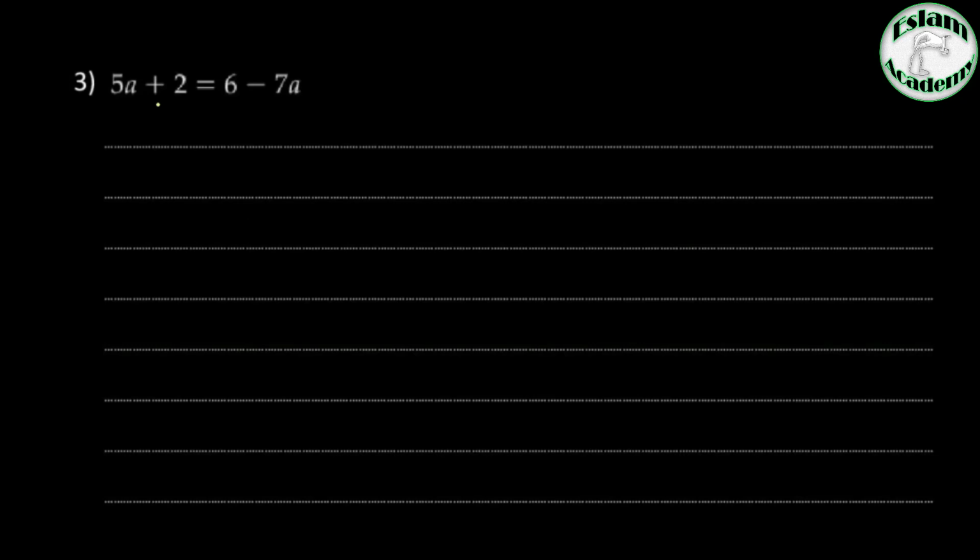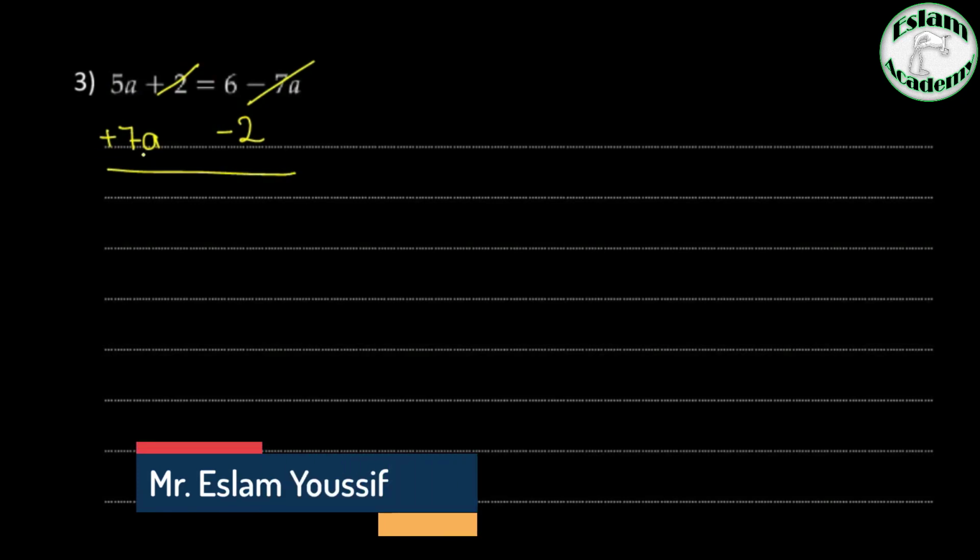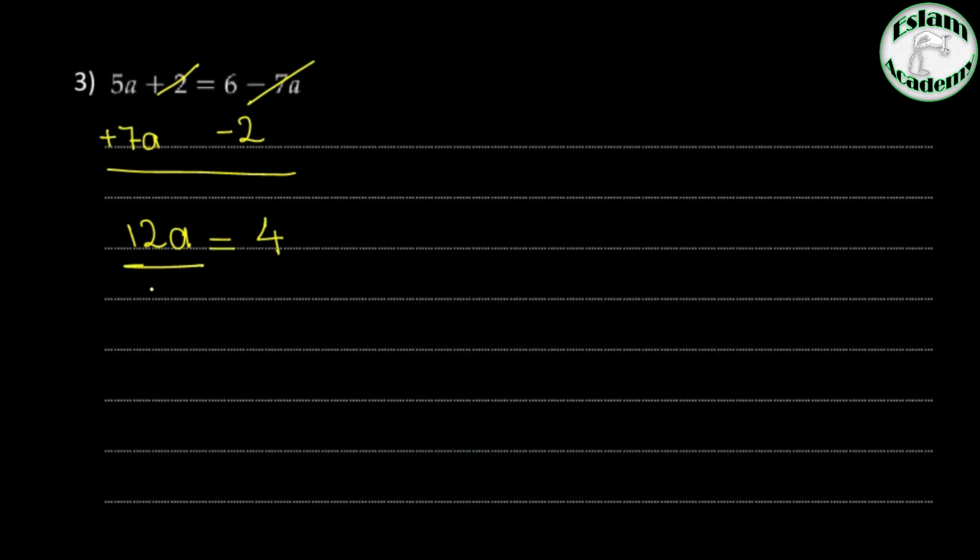Number 3. 5a plus 2 is equal to 6 minus 7a. Now we will add 7a and subtract 2. So 5a plus 7a equals 12a. 6 minus 2 equals 4. We can divide all of the equation by 12. So a is equal to 1 over 3.